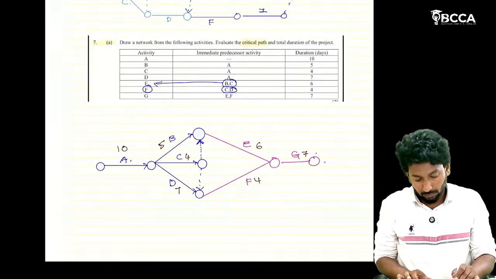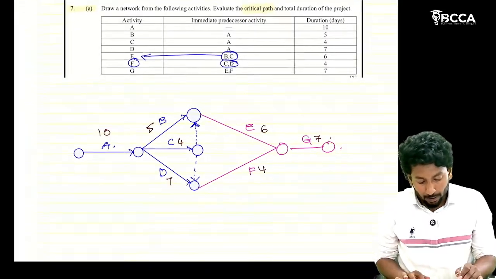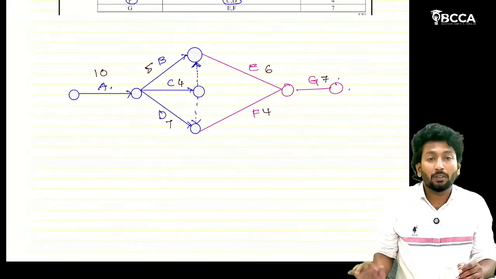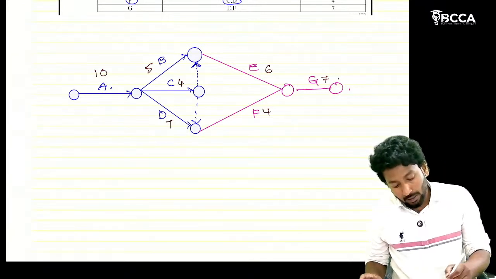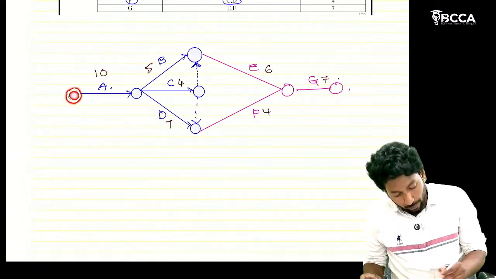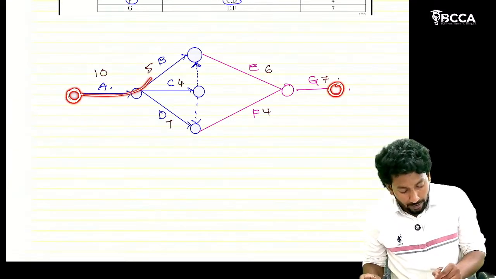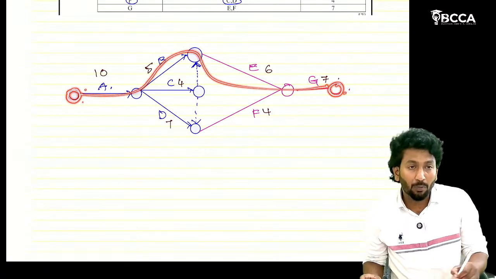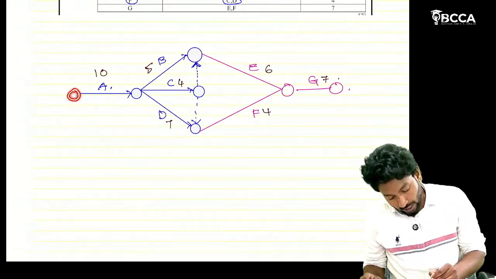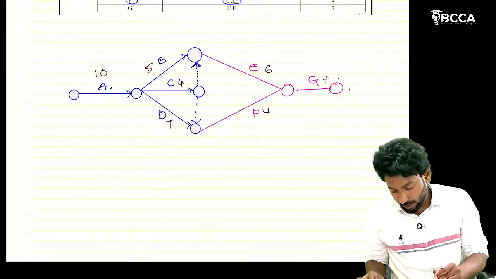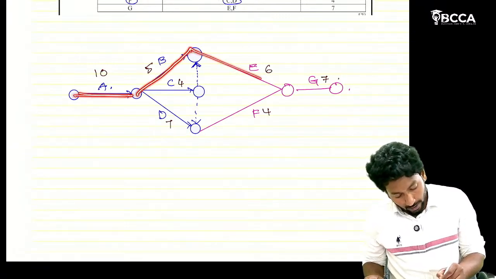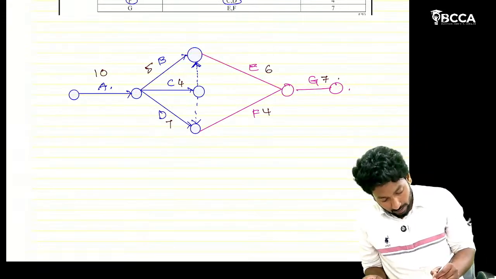Okay, so what does critical path mean? Before writing the critical path, we have to identify all the paths, sir. Path means, from the starting point of the project to the end point, how many ways we can reach from start point to end point; that is called a path. So this is our starting point, this is our ending point. From here we can reach the end point: A, B, E, G.